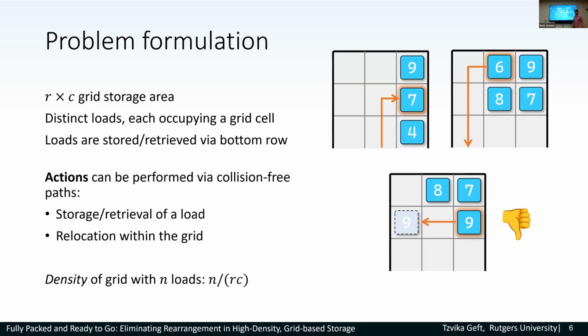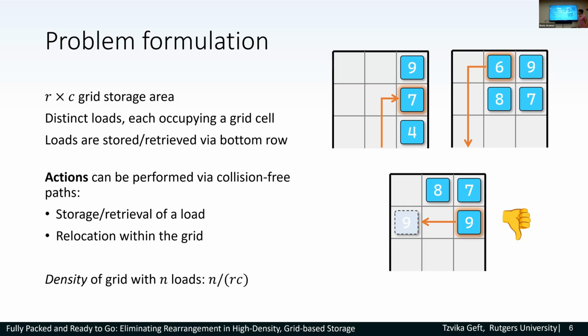And what we'll be measuring here, for the most part, not only, but for the most part, we're focusing on actions. So what is an action? An action is moving a load via a collision-free path, and there are three types of actions, right? So you see that here. You can store a load, you can retrieve a load, and you can also relocate it on the grid, and this is the bad action that we want to avoid. And just in case it's not clear, the density of the storage area is just the number of loads divided by the number of cells in the grid.